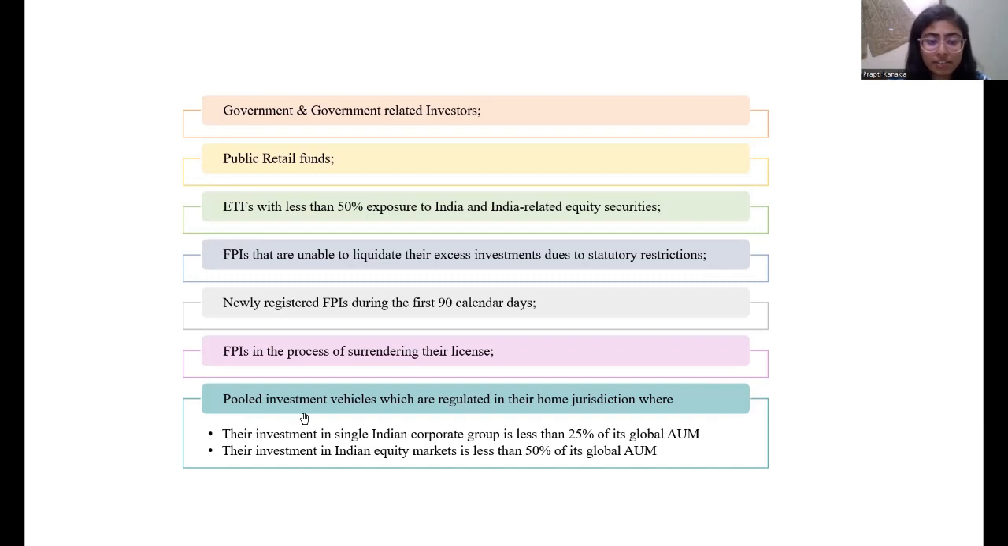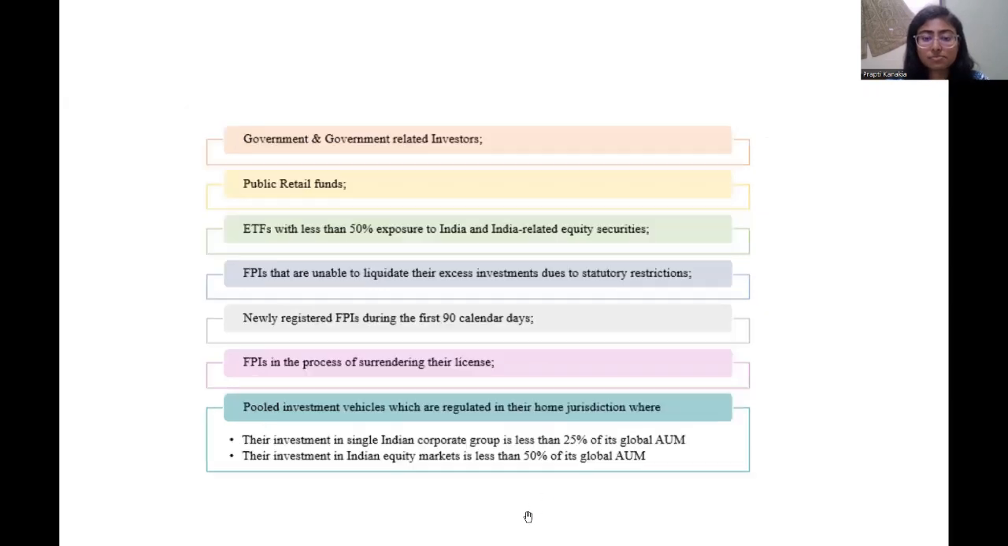And the last one is the one we have discussed, that is the pooled investment vehicles, that is FPIs. Such FPIs are already regulated in their home jurisdictions, and their investments in an Indian corporate group happen to be less than 25% of their overall global AUM, that is assets under management, and their investment in Indian equity markets is less than 50% of their global AUM.